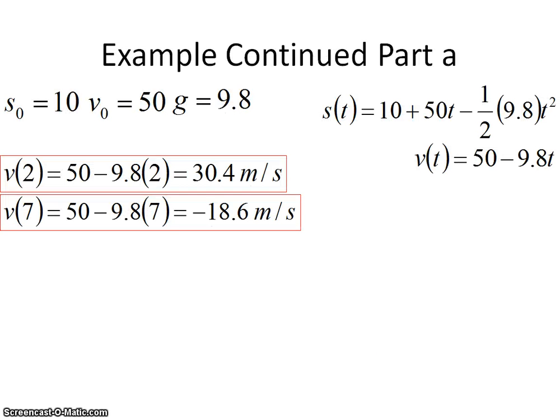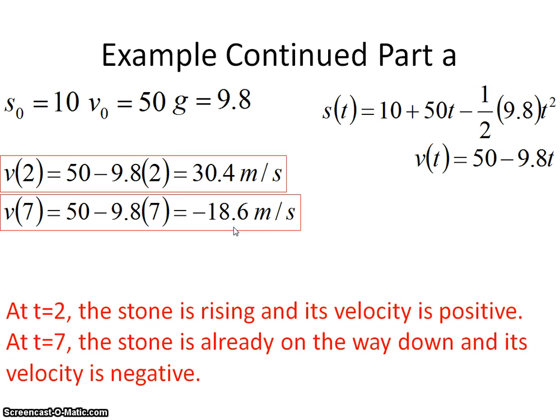So we have s sub 0 equals 10, v sub 0 equals 50, and g equals 9.8. So if I plug that into my position or height formula, I will get 10 plus 50t minus 1/2 times 9.8t squared, and my velocity will be 50 minus 9.8t. So when I plug in 2, my velocity is 30.4 meters per second, and when I plug in 7, my velocity is negative 18.6. So it's rising here and it's falling here. So it's positive here and negative here.